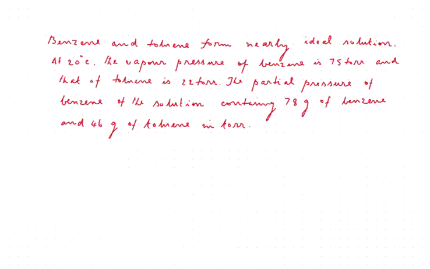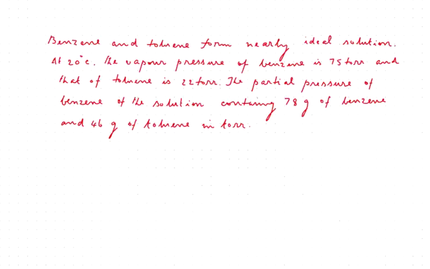Benzene and toluene form nearly ideal solution. At 20 degree centigrade, the vapor pressure of benzene is 75 tar and that of toluene is 22 tar. The partial pressure of benzene of the solution containing 78 gram of benzene and 46 gram of toluene in tar. So this is the question asked.